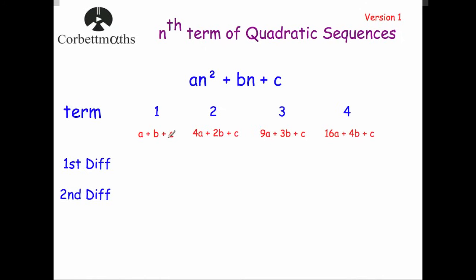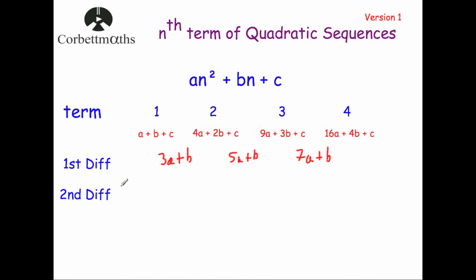Now what we're going to do is take these away, because with a sequence you'd want to see what it's going up in, like the nth term. So we take away the first term from the second term to get the first difference. The c's would cancel, 2b minus b will be b, and 4a take away a will be 3a. So you're going to get 3a plus b. If we take away the next ones, from 9a take away 4a is going to be 5a, 3a take away 2b is going to be plus b, and the c's cancel, and the next ones would be 7a plus b. So that's what we call the first differences.